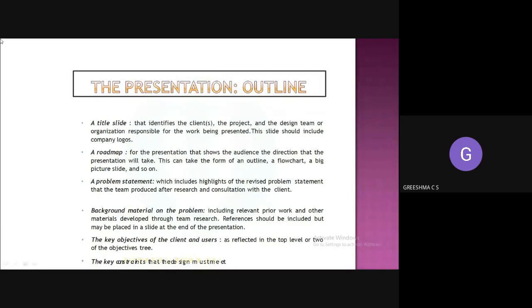Next is background material on the problem. That includes relevant prior work and other material developed for the team research. References should be included but may be placed in a slide at the end of the presentation. To support our problem, you should keep the background material, or supporting material. Like if I'm telling that my washing machine is consuming less electricity, how can I show the usage of electricity? I can show the electricity bill. For the last 1 week I have been using this washing machine and this is the electricity bill. That's the background material.